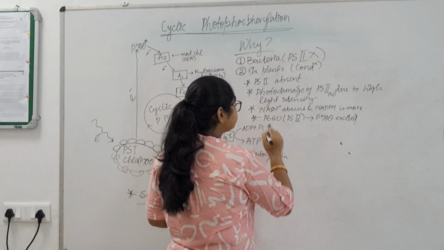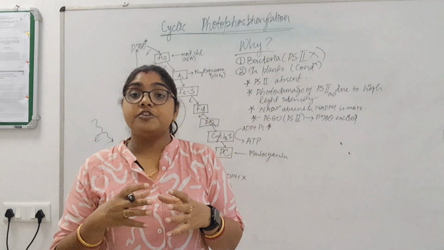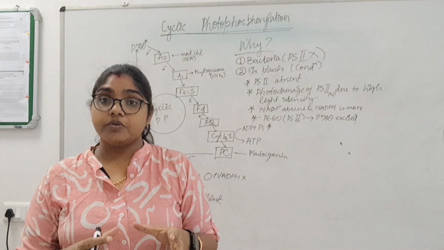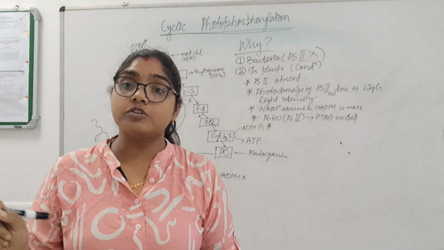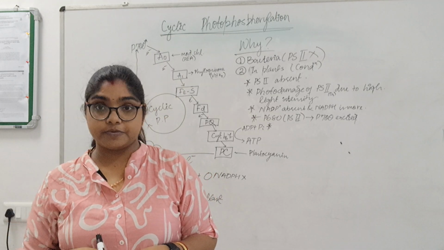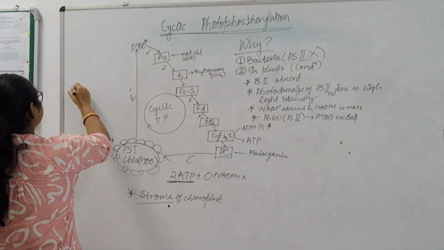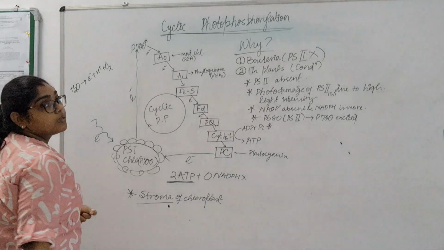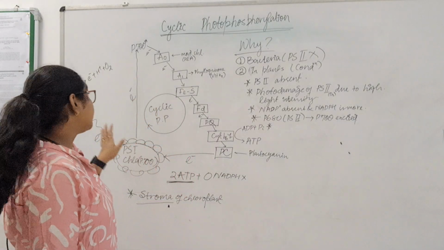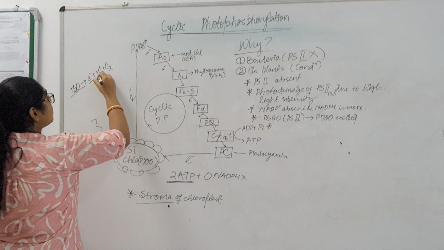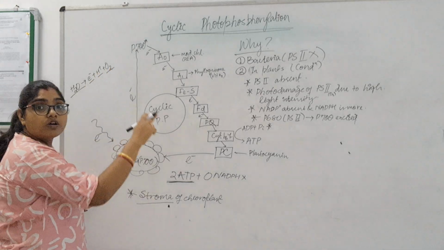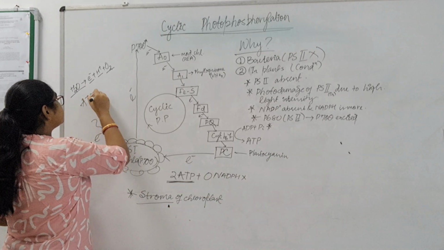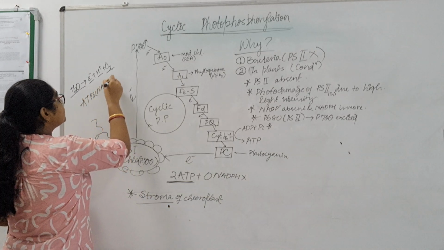Now, the next point is what happens in non-cyclic photophosphorylation. In non-cyclic photophosphorylation, we know that the source of the continuous electron flow is the photolysis of water. When water is photolyzed, it produces electrons, protons and oxygen. The electron follows the non-cyclic pathway and produces ATP and NADPH. This is the non-cyclic pathway.